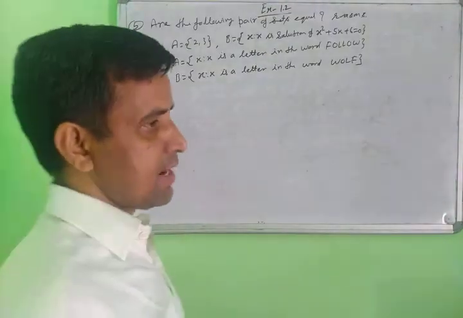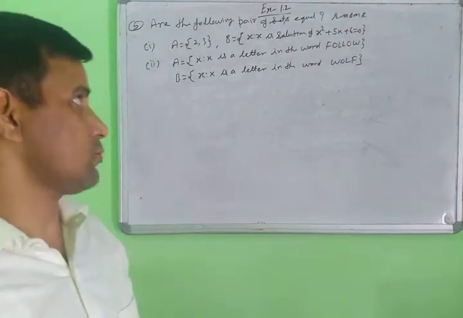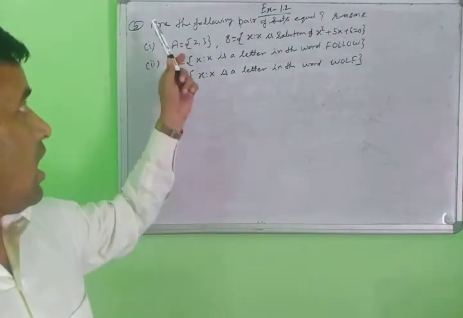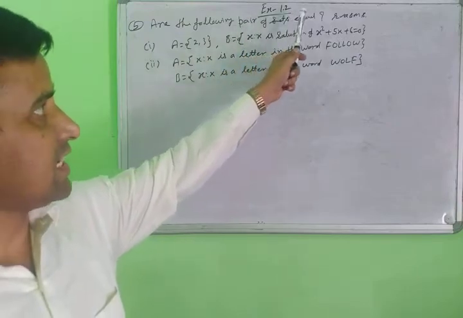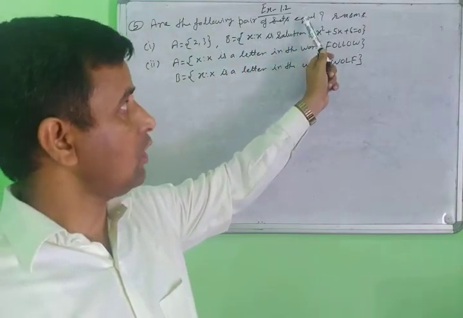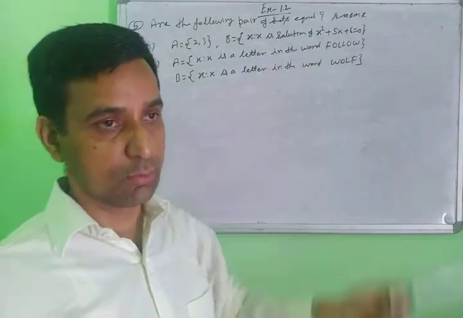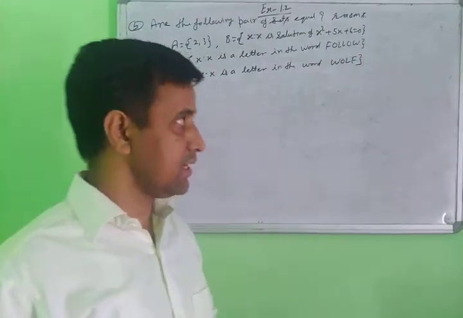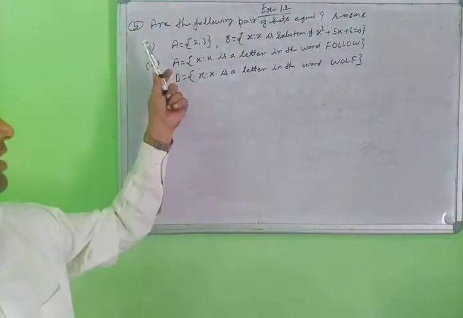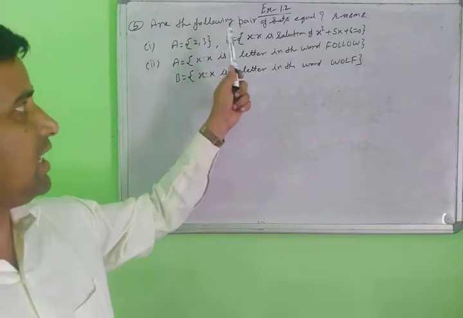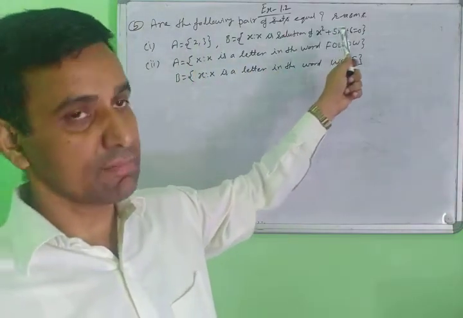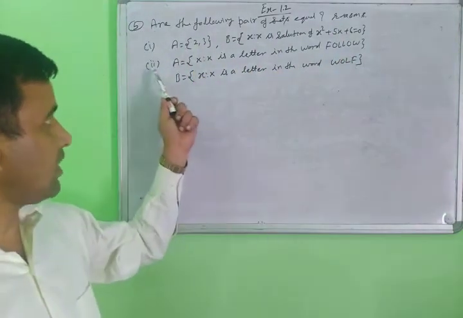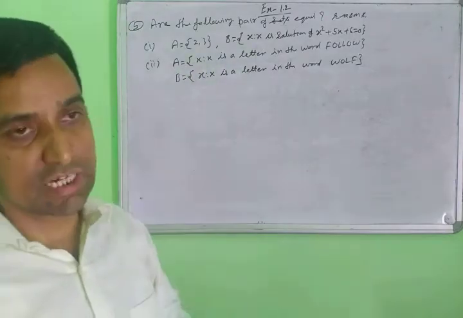Yes, students, next question. I am taking question number 5. It's a different type of question here. Are the following pairs of sets equal or not? And give the reason. Suppose it's not equal, then why not equal? In the first part, set A has elements 2 and 3, and set B is given in set builder form. The second part is also in set builder form.